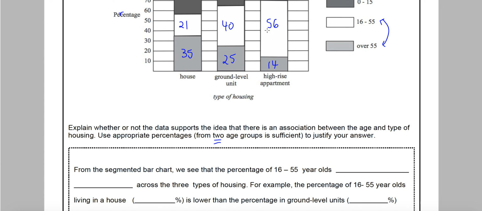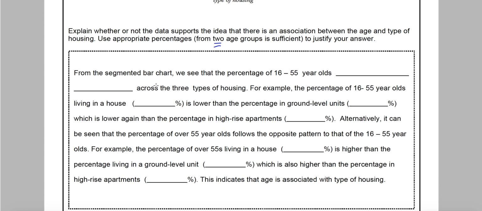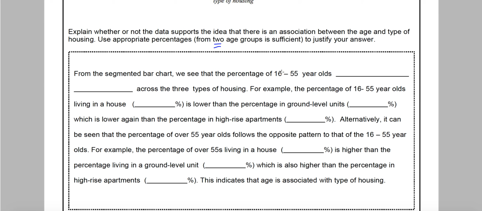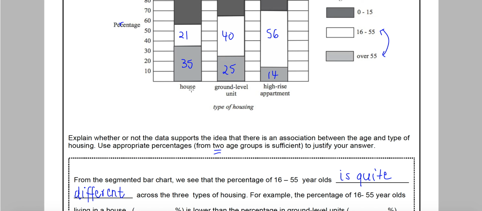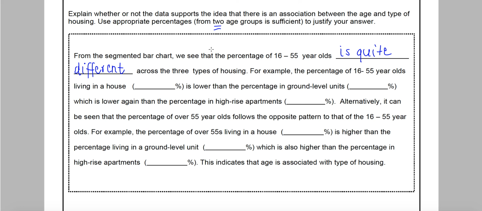Okay, so from here, we're going to use these percentages to help us explain this association. From the segmented bar chart, so you always say this, you always say what you're referring to. We can see that the percentage of 16 to 55-year-olds, now what could we say across the three houses, is quite different, I'm going to say. I can't really say in this case that it's steadily increasing or decreasing as we move further out, because that's not really what's happening here. We've got three categories that aren't ordinal. It's a good example of ordinal and nominal data types. So, for example, it's quite different.